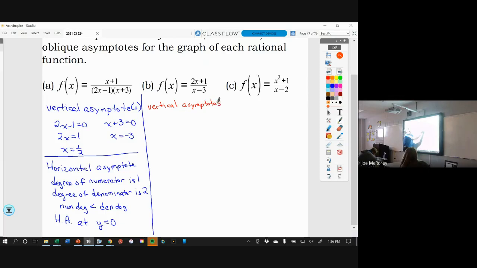Does it have any? Be 2x plus 1. I'm hearing 2x plus 1, I'm hearing x equals 3. Why is it x equals 3? Because of the negative. You set the denominator. For vertical asymptotes, we're looking at the denominator, okay? So x minus 3 equals 0, which means x equals 3. I have 1 vertical asymptote at x equals 3.